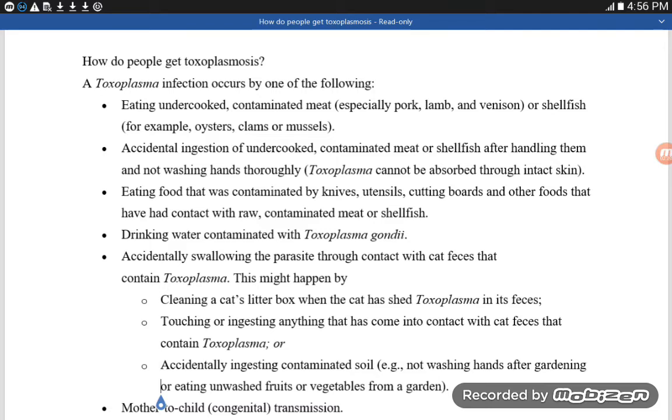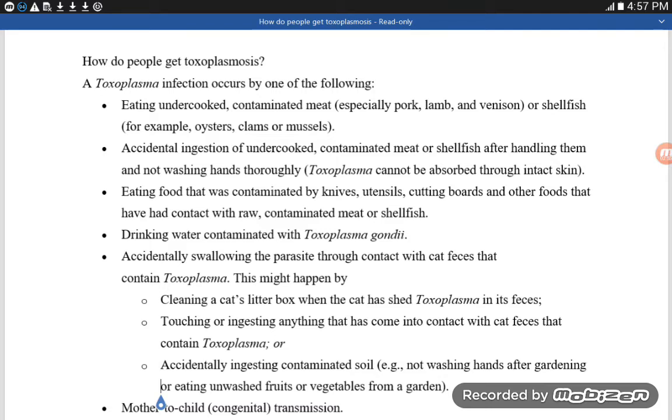Toxoplasma cannot be absorbed through intact skin. This is also one of the MCQ points. Normally, if any Toxoplasma stages are attached to our normal skin, it is not infective. That means the skin cannot absorb the stages present on it. So when we wash thoroughly, they are removed.